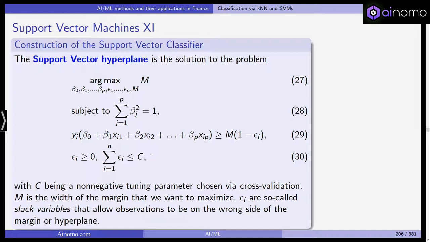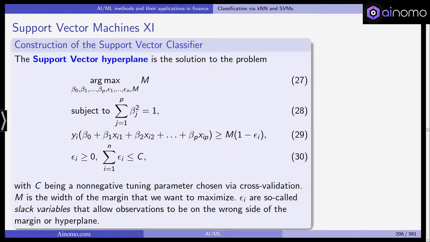The difference to the maximal margin classifier can be seen here in the optimization that leads to the support vector classifier, or the support vector hyperplane that we use to classify. We again use our constant M. We have our parameters beta 0, beta 1, etc. for the hyperplane, and now we have additional variables epsilon 1 through epsilon n, and we maximize M with respect to these parameters. We have the same constraint in line 28, that is the squared coefficients all add up to 1.